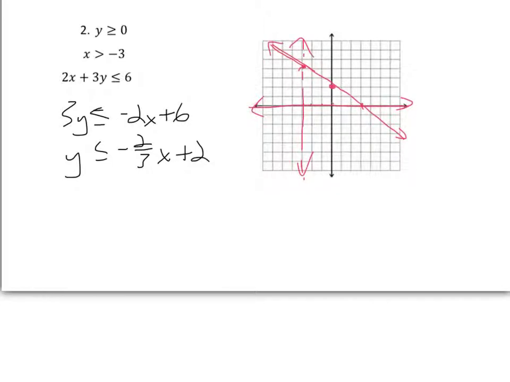Let's start with the first one. The y is greater than or equal to 0, you're going to shade above. So you could think about that visually. x is greater than negative 3, you're going to shade to the right, so it'll be all this stuff. So right now the overlapped portion is this whole area. And then lastly, y is less than or equal to this negative 2/3 x plus 2 graph, which means it's got to be below it, and so that tells us that this little triangle here is the shaded portion. All of this, and you're done.